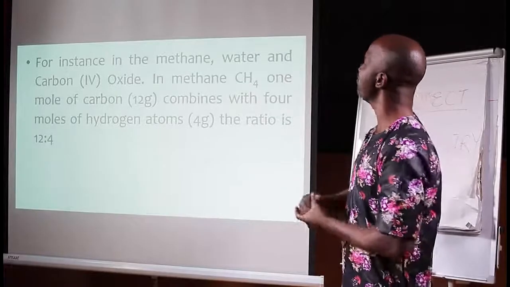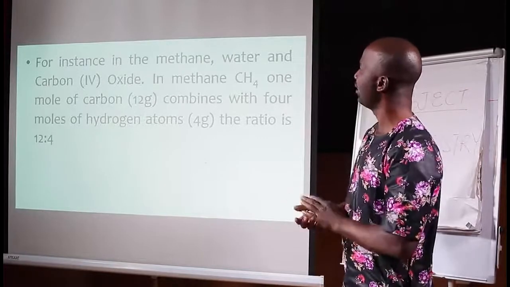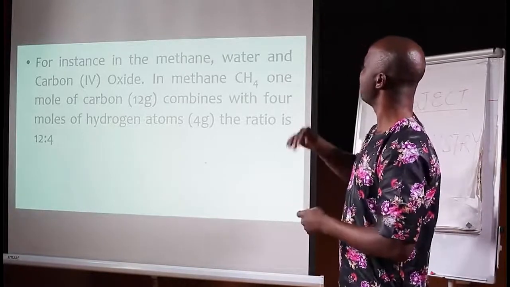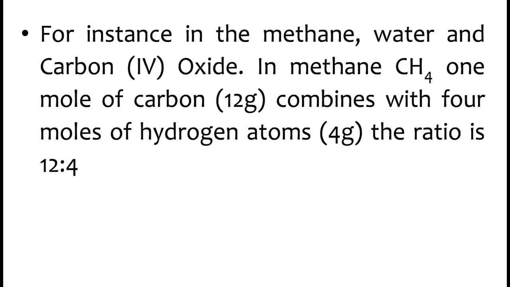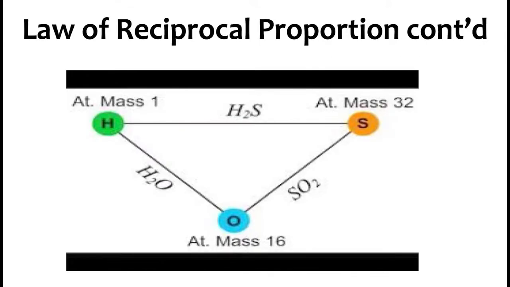For instance, in methane, water and carbon IV oxide. In methane, carbon is 1 atom, which is 12 grams, combining with 4 hydrogen, which is 4 grams, so that you have 12:4 in ratio. Then you will see that I just gave a simple diagram here to help you correlate this relationship.